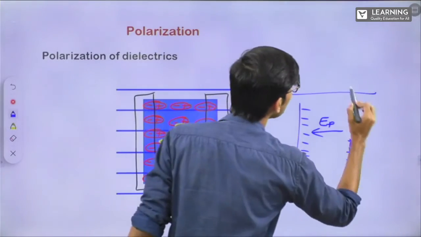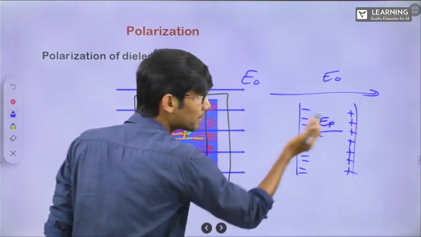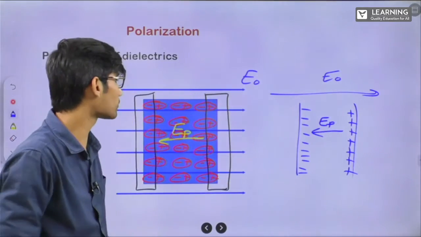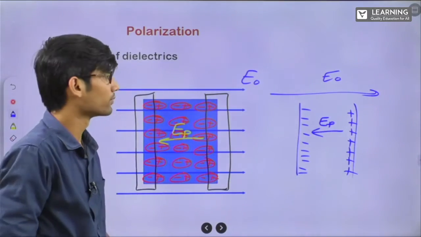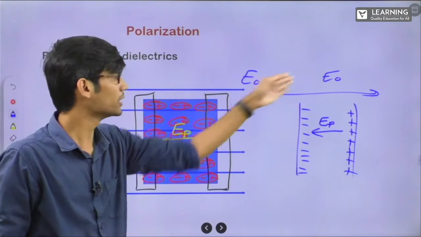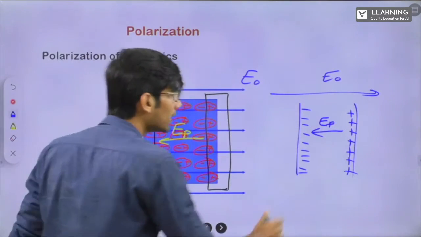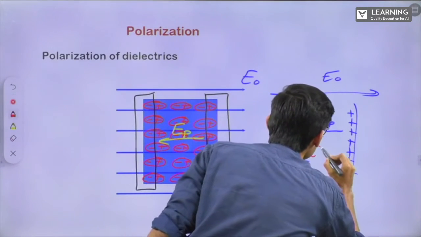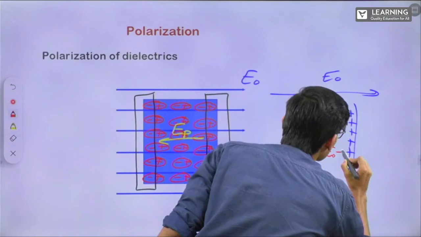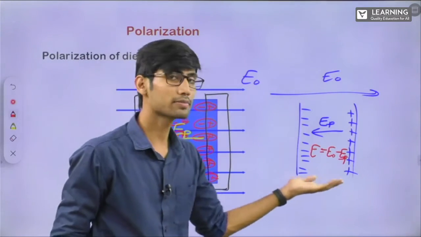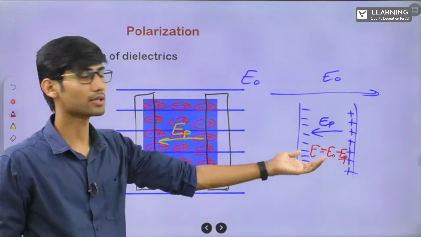Now E naught is this side, EP is this side. So what will be the net electric field in this material? It is a vector, right? We will add them, vector sum, E naught minus EP. E inside this material will be E naught minus EP.